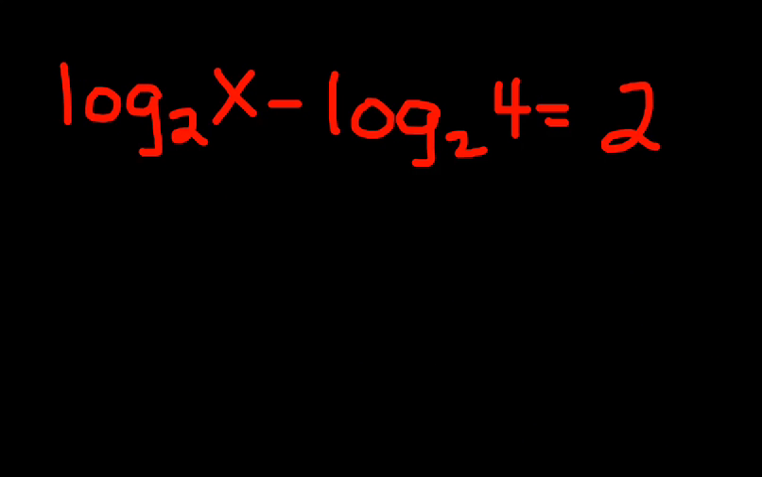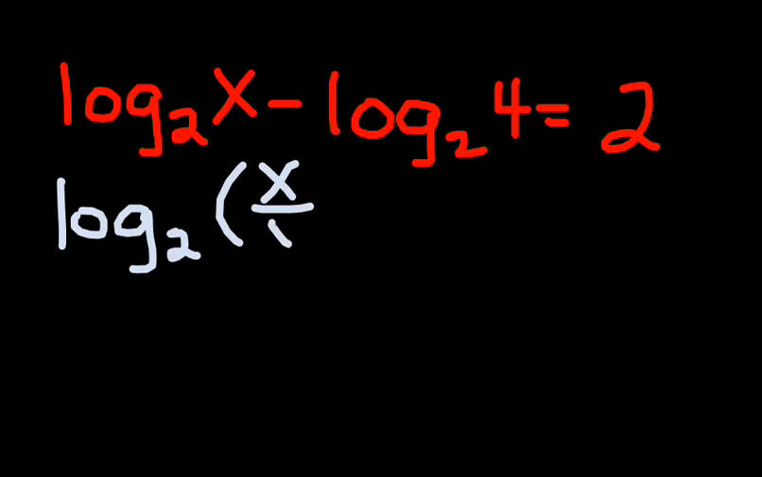Here's another example. This one has subtraction. If you remember the law that involves subtraction, it says we can combine these two logs and make them into a single log by dividing. Not x divided by y. Kind of get used to writing y's. X divided by 4, and its base 2 is equal to 2. So we have combined the same bases, both 2. We've combined the two arguments into one and made it division on the inside.